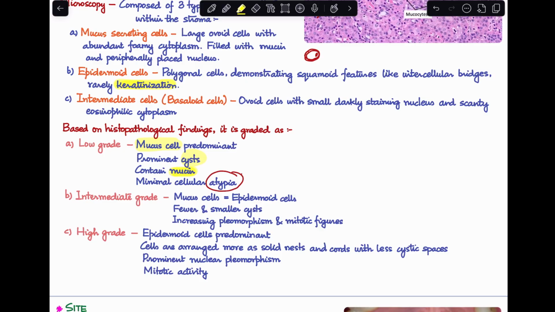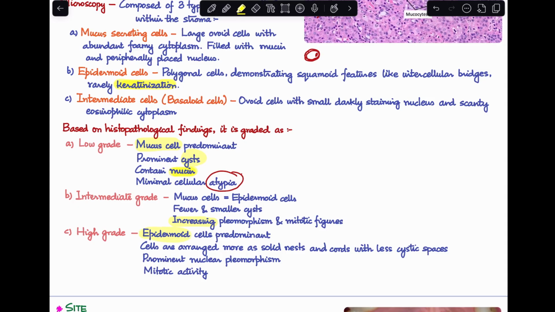Next, in intermediate grade, we'll see that the number of mucous cells and the epidermoid cells are more or less equal. There are fewer and smaller cysts, and there is increasing pleomorphism and mitotic figures compared to low grade. And thirdly is high grade. So high grade tumors are where we have more epidermoid cells than mucus cells.